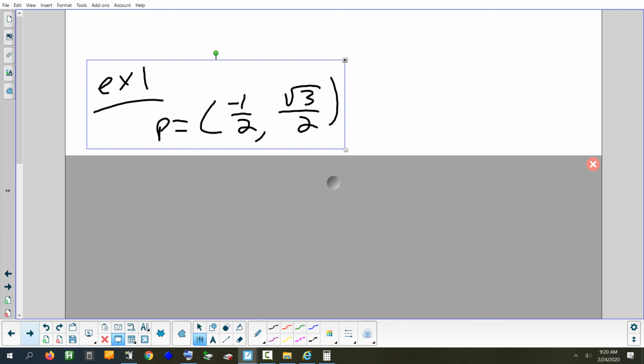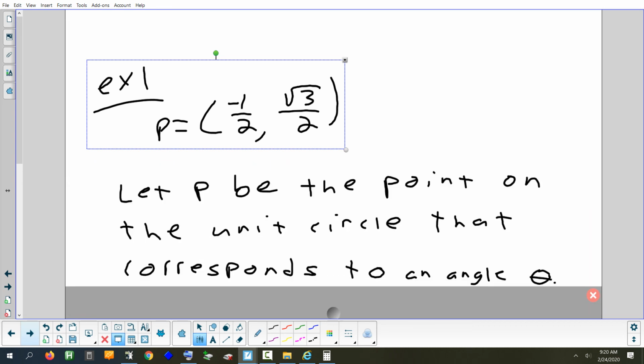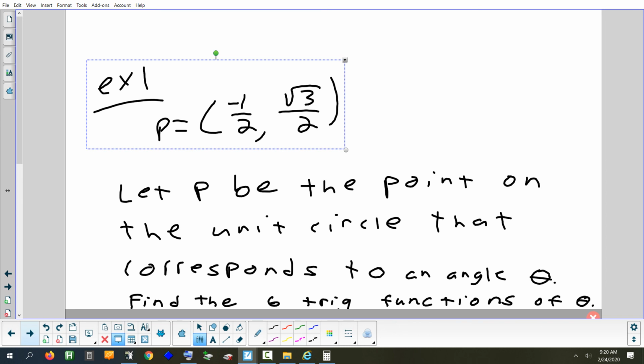If you're really interested in what it's the coordinate for, it's in the second quadrant because it's left and up. It's the coordinate for 120 degrees. Again, the fact that it's the coordinate for 120 degrees, who cares? You have the coordinate, that's all you need to know. So, we're going to use that coordinate to find the 6 trig functions.